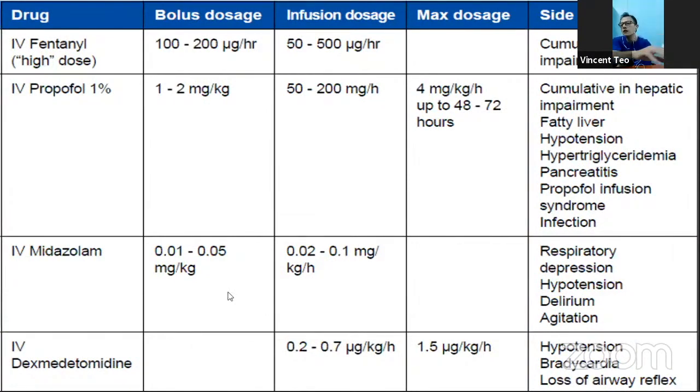So midazolam generally gives good hemodynamic stability as compared to propofol, which is generally used at the rate of 1 to 2 mg per kg for induction. Infusion dose is 50 to 200 mg per hour, and never to exceed 400 mg per hour, as the concern of propofol infusion syndrome is something to be wary of.